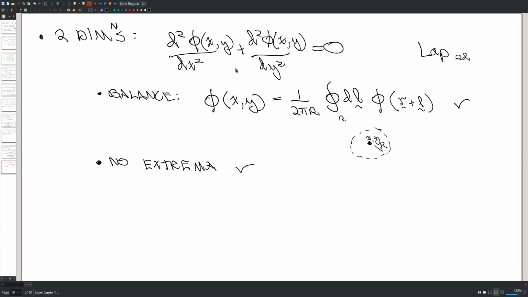Okay, so that's the thing. So that's for 2D. And then for 3D, you'll have guessed it, 3 dimensions.